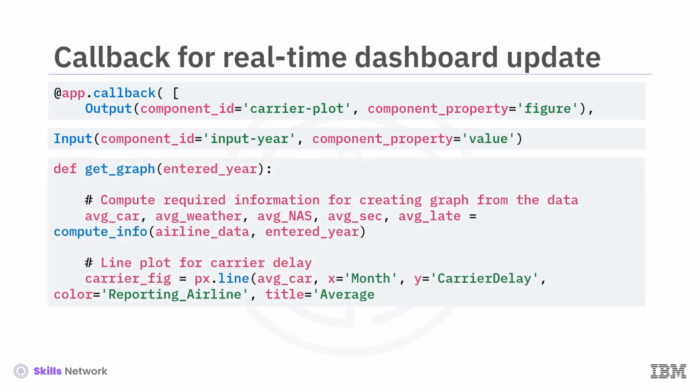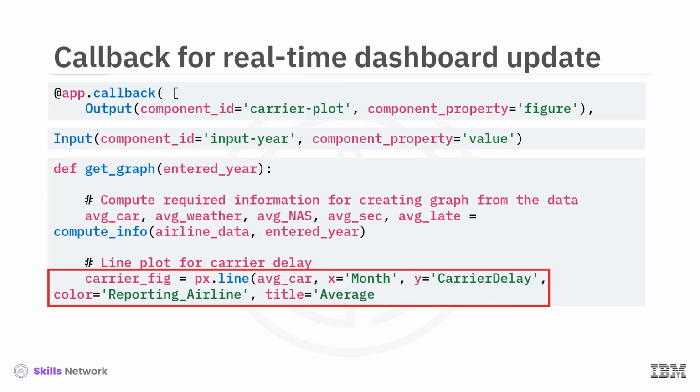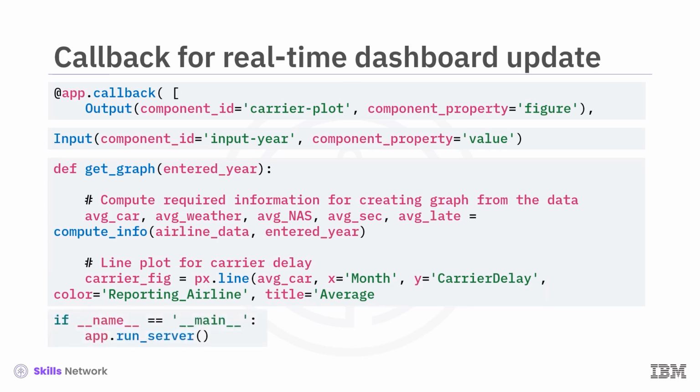3. Then create a callback function that uses the input provided to perform the computation. 4. Create a graph in this function and return it as an output. 5. Lastly, call the run_server function on the app. 6. Good work! 7. To run this application, use the command python3 flight_delay.py in the terminal.